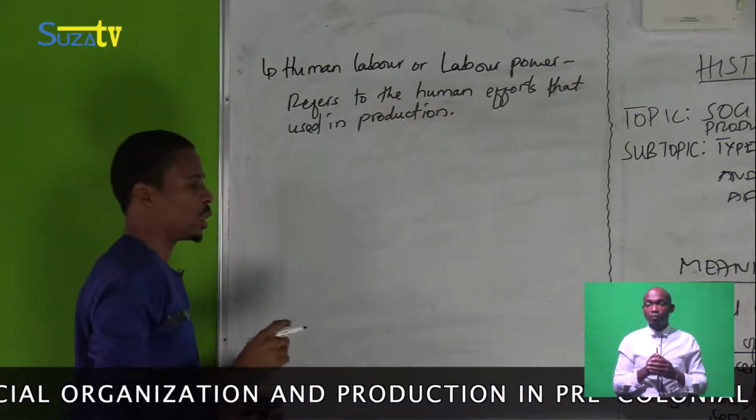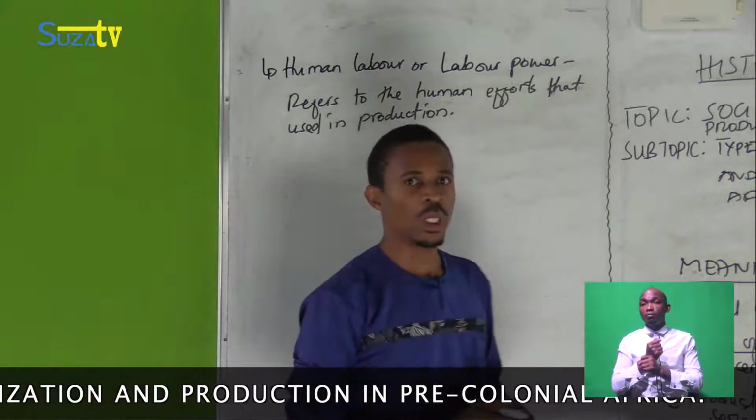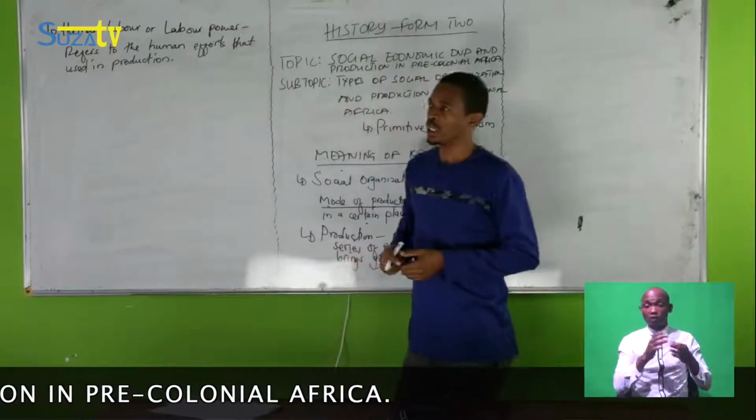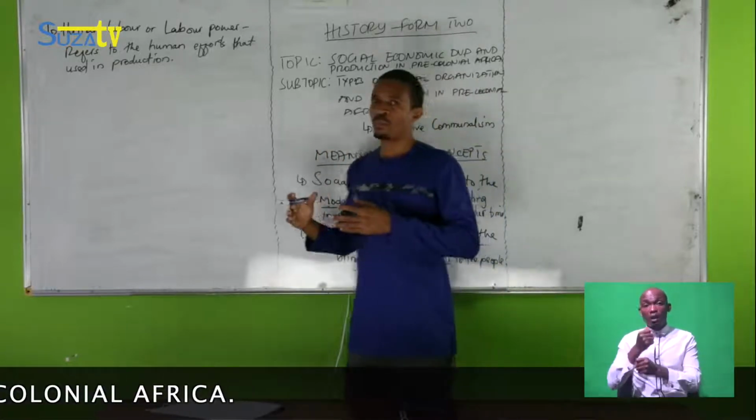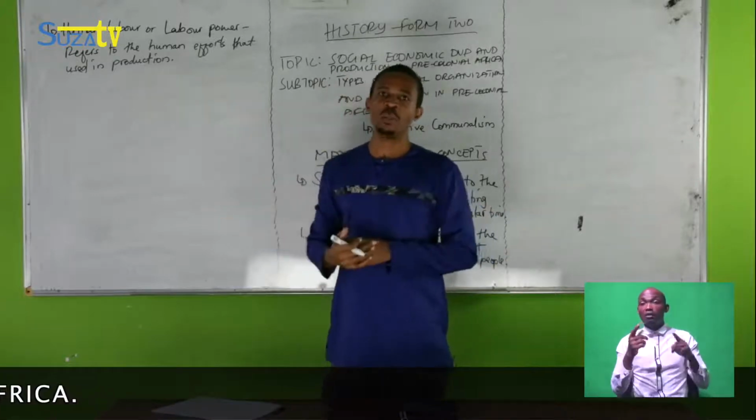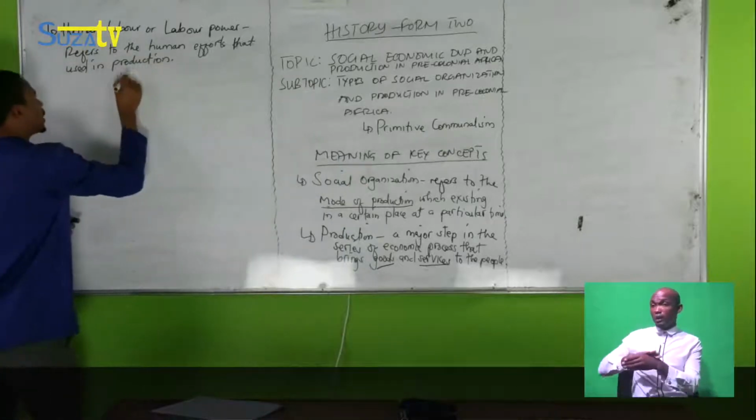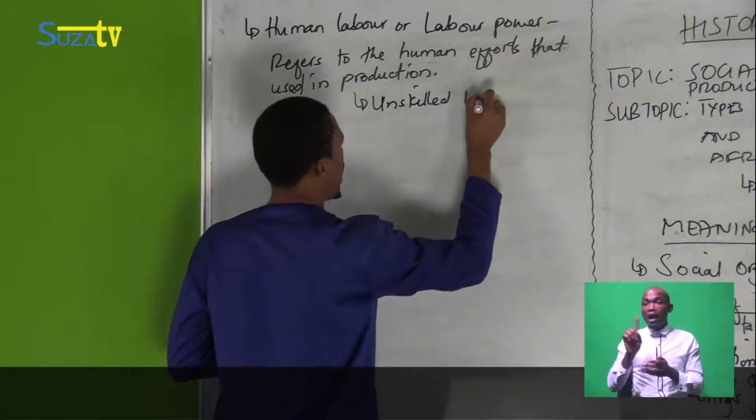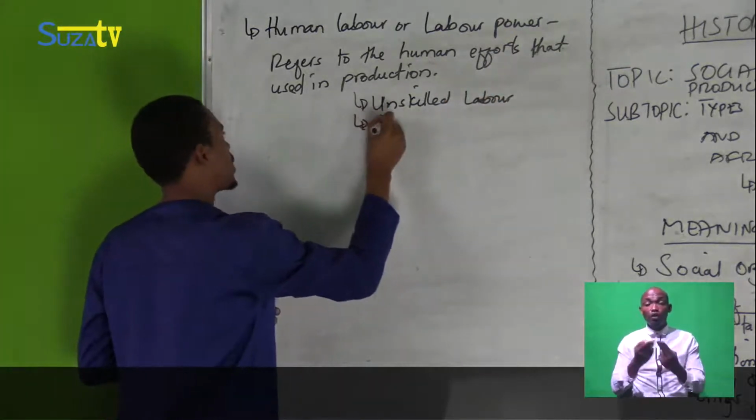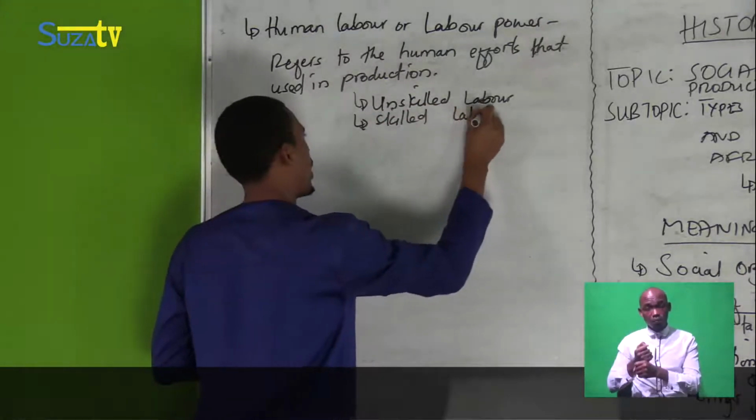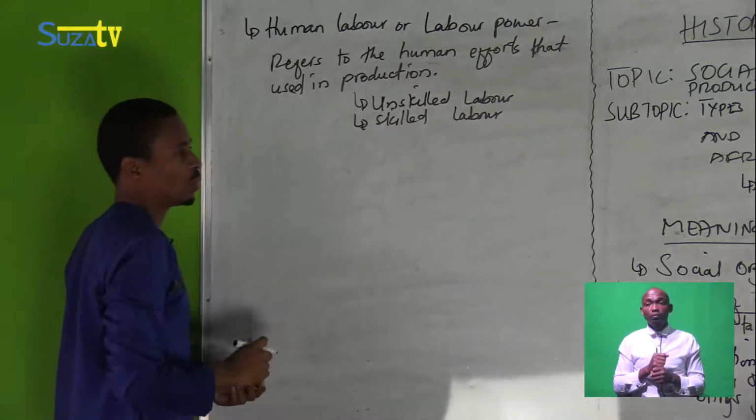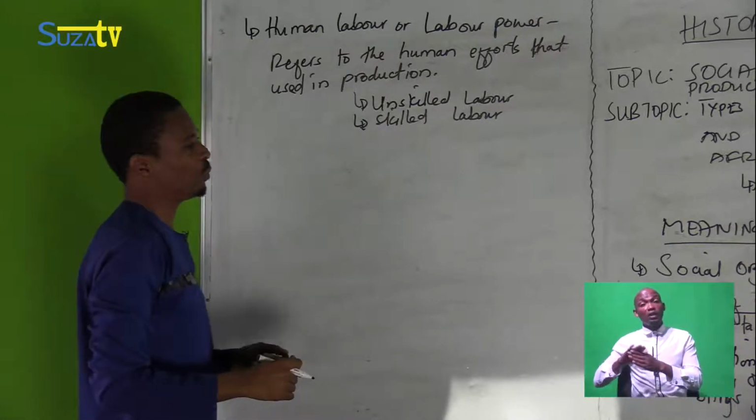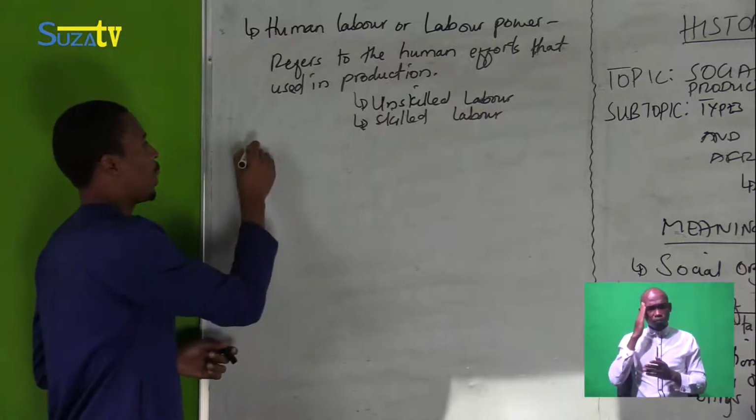As we know, in production we have so many things which are involved. And one of the things involved in production of goods and services is human labor. And in human labor, we can have different types: skilled labor, unskilled labor, and wage employees. These are types of human labor that are used in production. Are we together? Okay?